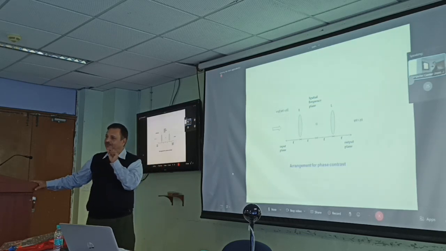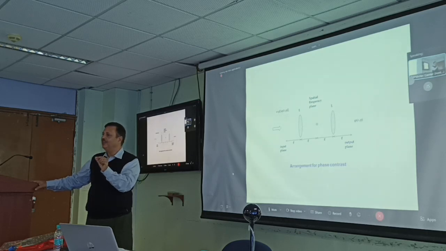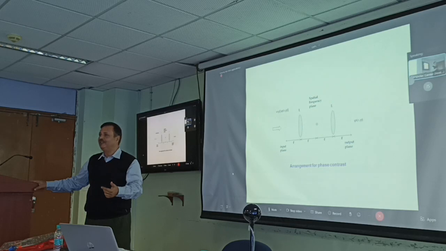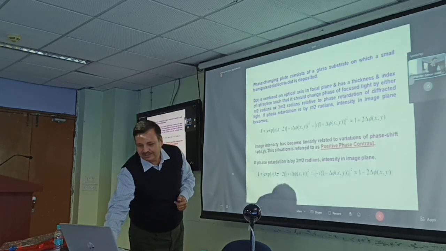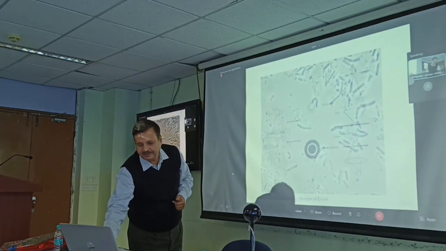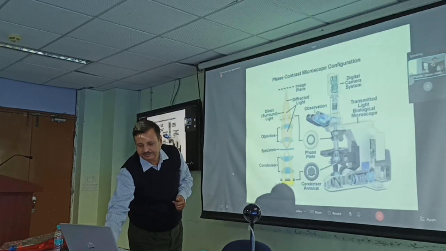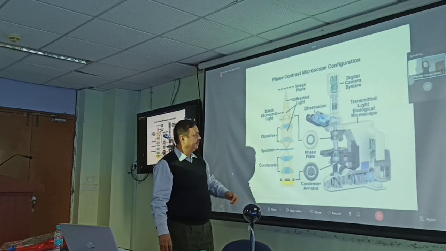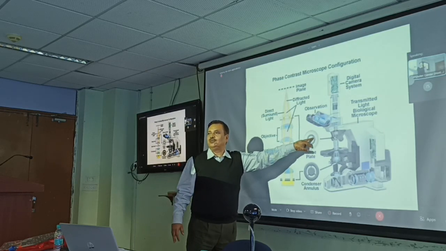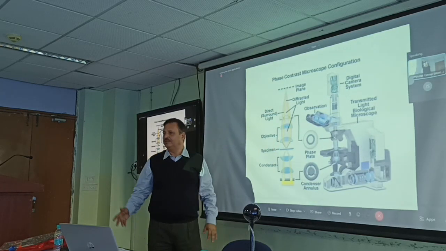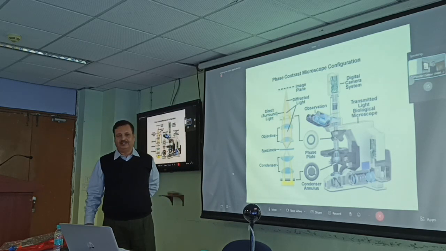He called the filter which introduces the pi by 2 phase the annular filter. It is called the phase contrast filter. Kedar was also mentioning the same filter. This is the phase contrast filter, and this is what is shown here. This is the phase plate. It is called the phase plate or phase contrast filter. In different books, different names are used.